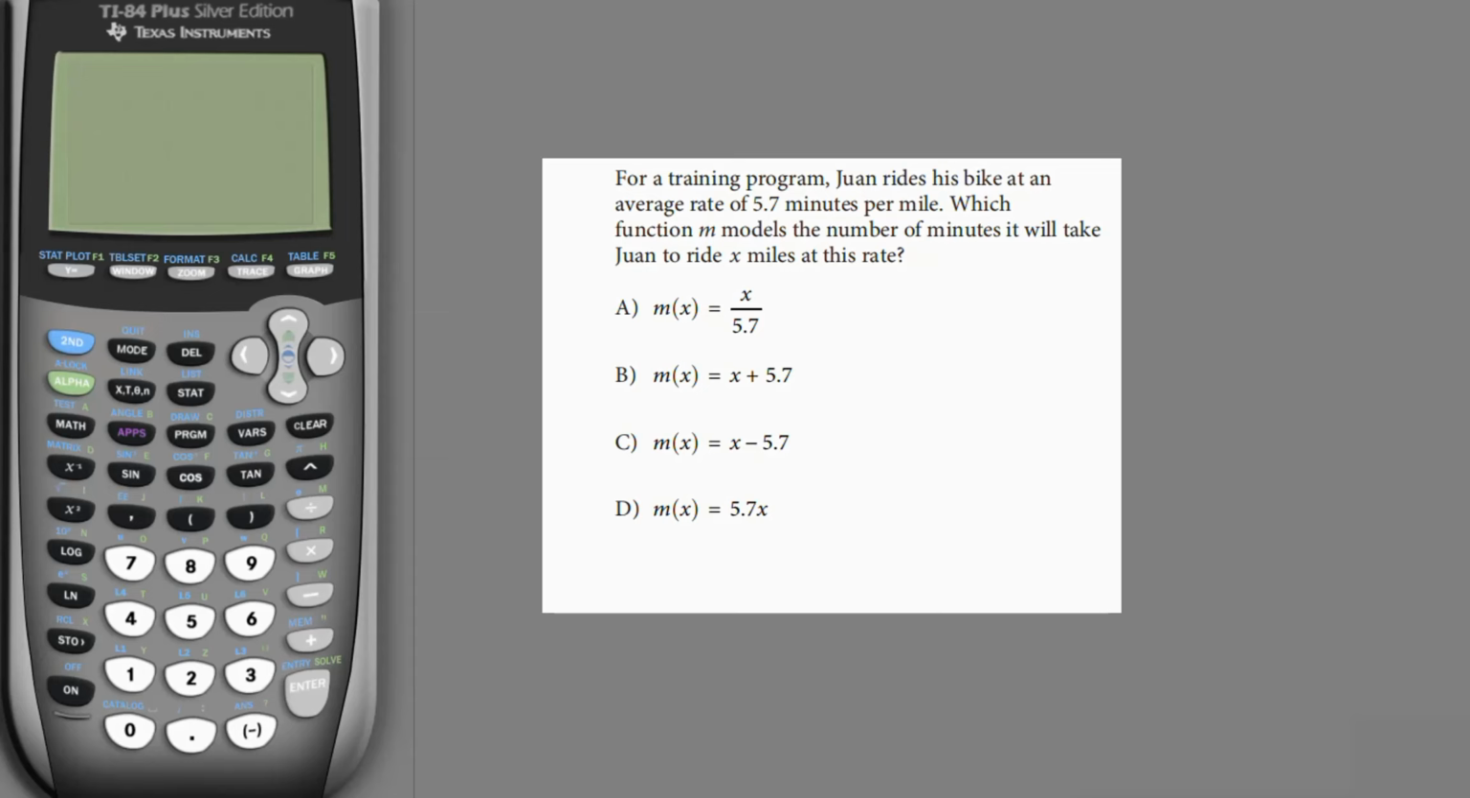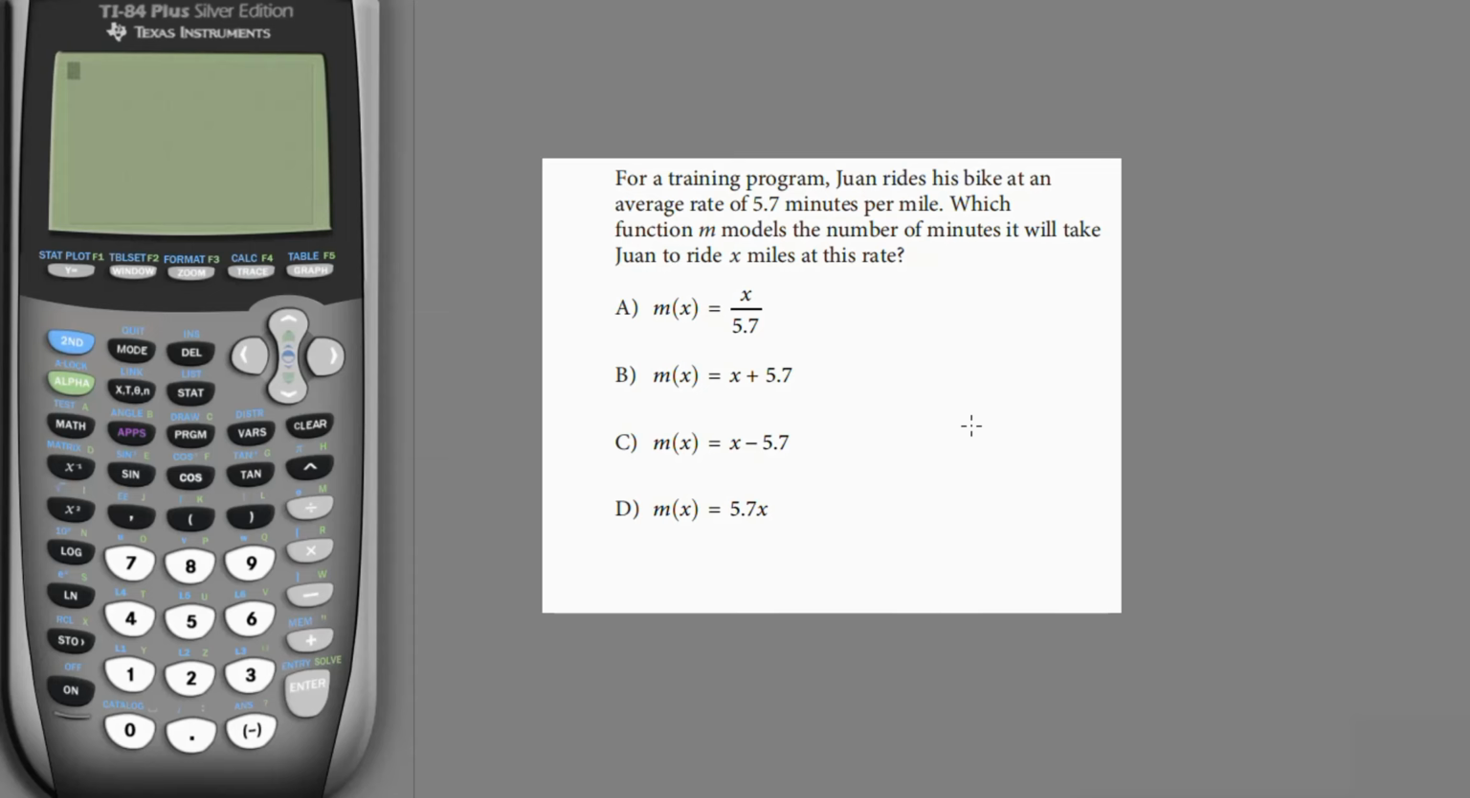The question says, for a training program, Joan rides his bike at an average rate of 5.7 minutes per mile. Which function M models the number of minutes it will take Joan to ride X miles at this rate?